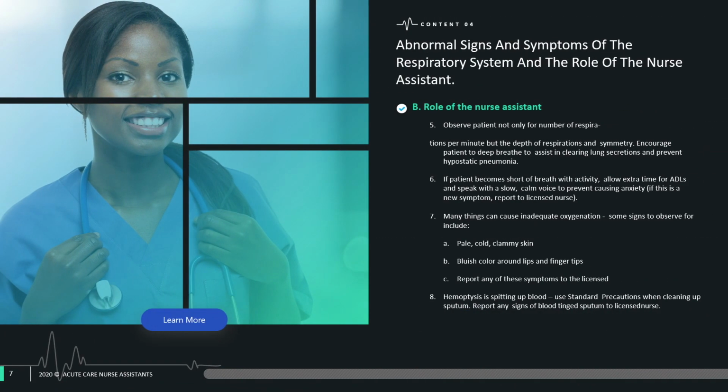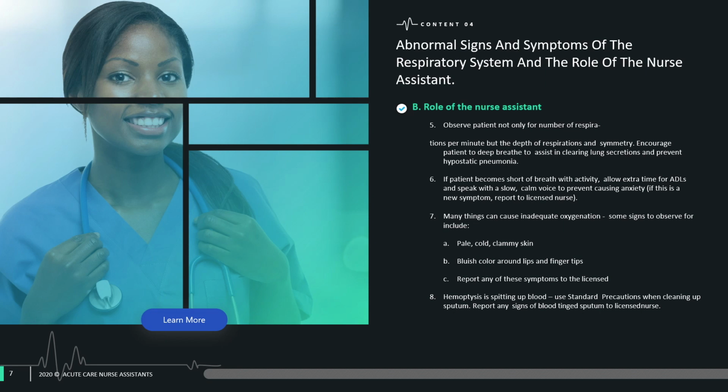Observe patient not only for number of respirations per minute, but the depth of the respirations and symmetry. Encourage patient to deep breathe to assist in clearing lung secretions and prevent hypostatic pneumonia. If the patient becomes short of breath with activity, allow extra time for ADLs and speak with a slow, calm voice to prevent causing anxiety. If this is a new symptom, report to licensed nurse.